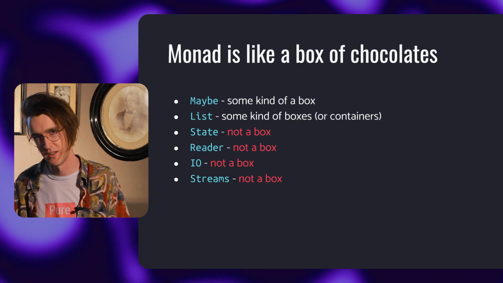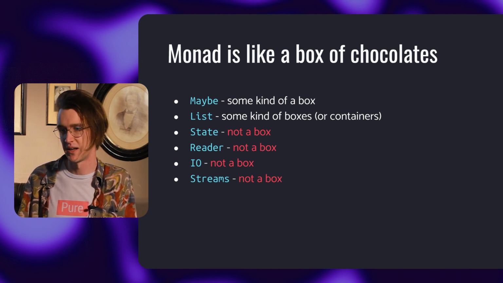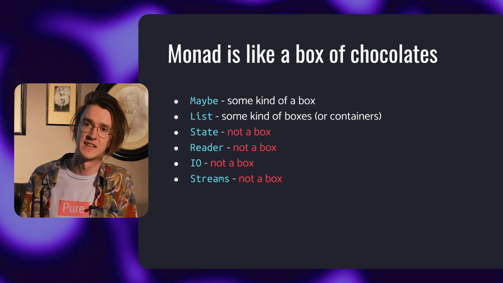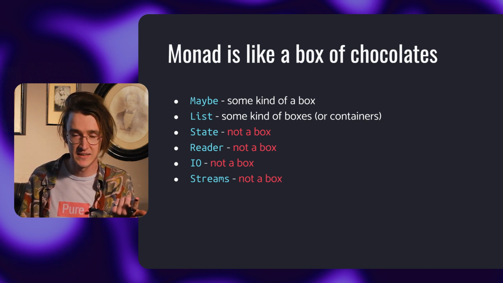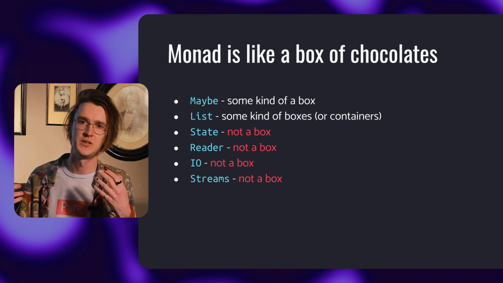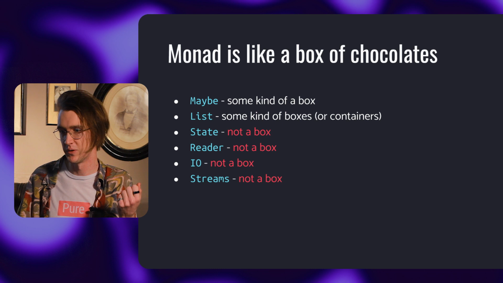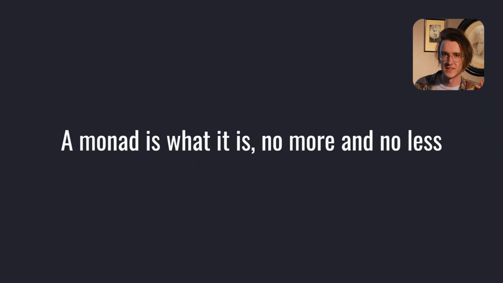Somebody might tell you that a monad is like a box of chocolates, but I'm sorry to break it to you, life is not as simple. Sure, you could think of Maybes and Lists as boxes, but you might get a wrong and limited intuition of monads. For example, good luck trying to get something out of IO. And a monad is what it is, not more, not less.